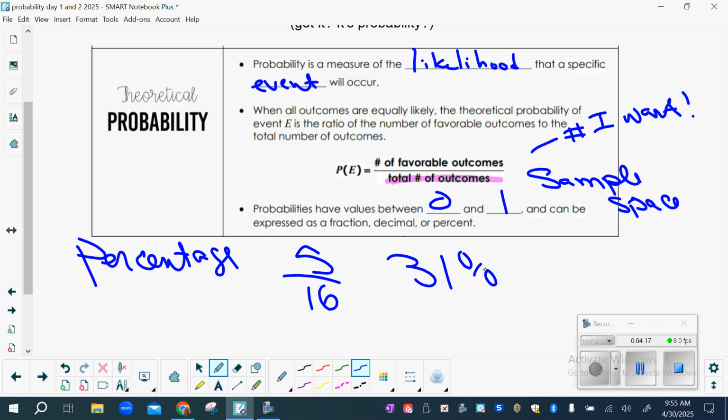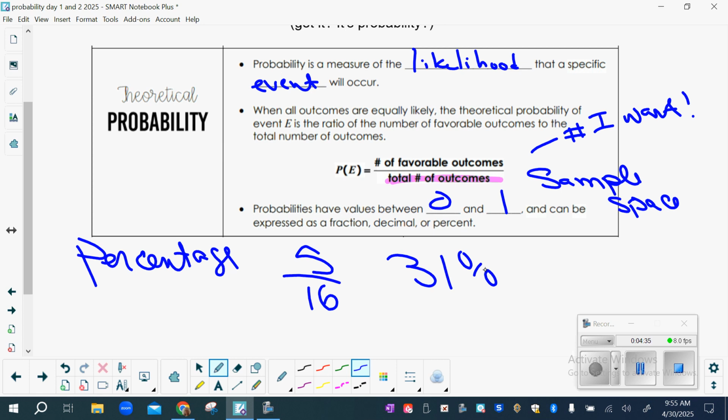Will it be wrong on a test if you keep it in decimals or you keep it as a fraction? Not if it's simplified, but all of the answers I give tonight are going to be in percentages, because I believe that probability works best in percentages.